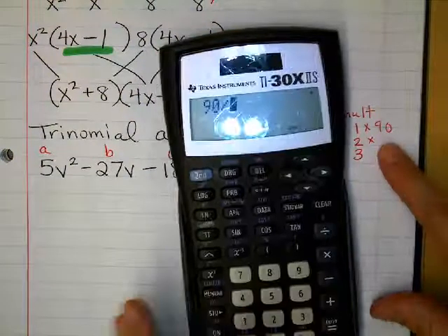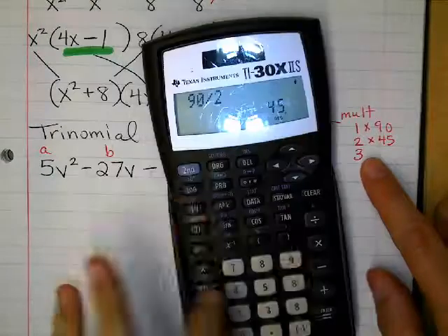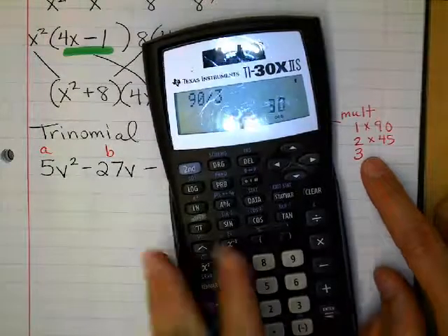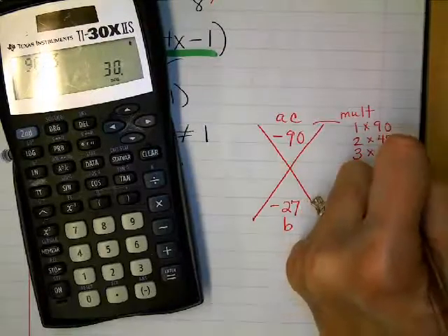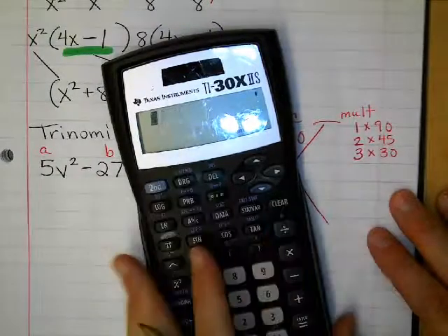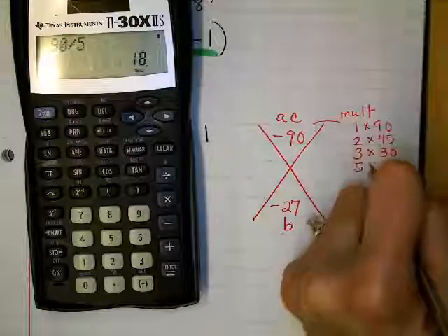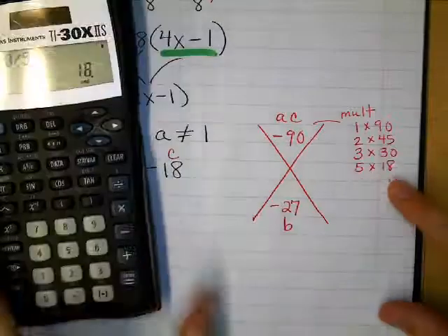So 90 divided by 2 is 45. 90 divided by 3 is 30. So write 3 and 30. 90 doesn't divide by 4, but 90 divided by 5 is 18. Now look at these guys. I'm starting to get a list going.